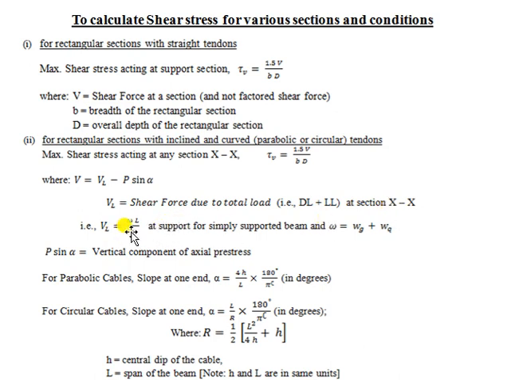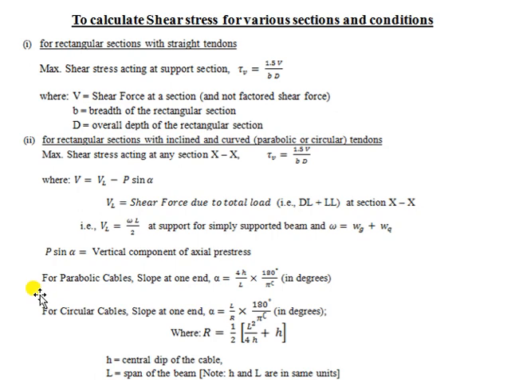and Vl is equal to wl by 2, that is the shear force at the support for a simply supported beam, and w is equal to wg plus wq, that is live load plus dead load of a section, and P sin alpha is equal to the vertical component of axial pre-stress.